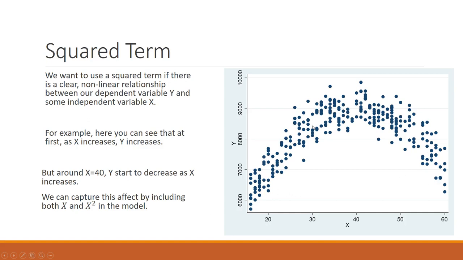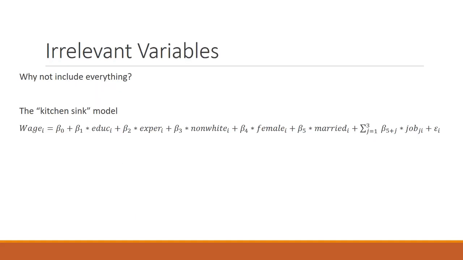All right, so if we think that there's this non-linearity in our data, if we think that there's some non-linear relationship between wages and some variable, we might include a squared term. Now, what we've done so far is lay out a bunch of different variables and some thoughts about what variables we should include. But now, using that point I mentioned earlier, where I said it's really important that we don't exclude relevant or important variables. It's very important.